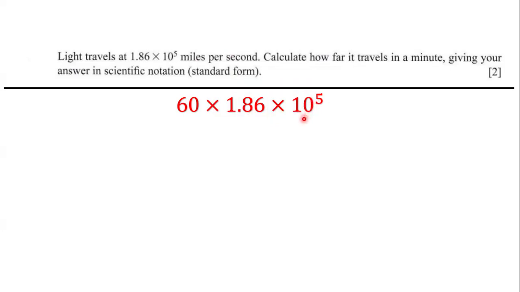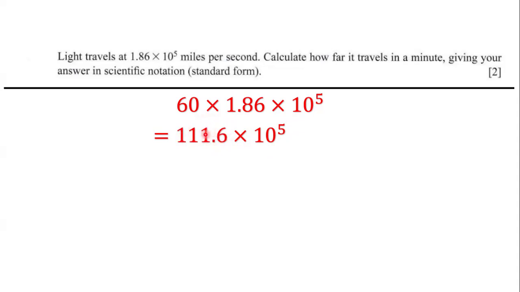And what we're going to do here is multiply this number and the decimal. And so we have 60 times 1.86, which gives us 111.6 times 10 to the 5th, because we bring this down. Now, this is not in scientific notation as yet, because this number is way too big. This number is 111.6, but it needs to be a real number from 1 to 10, but not including 10. But this number far exceeds 10, all right?